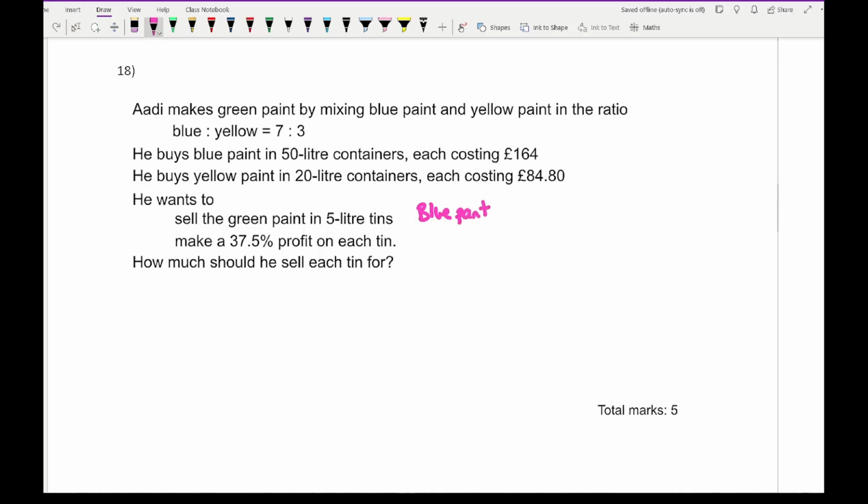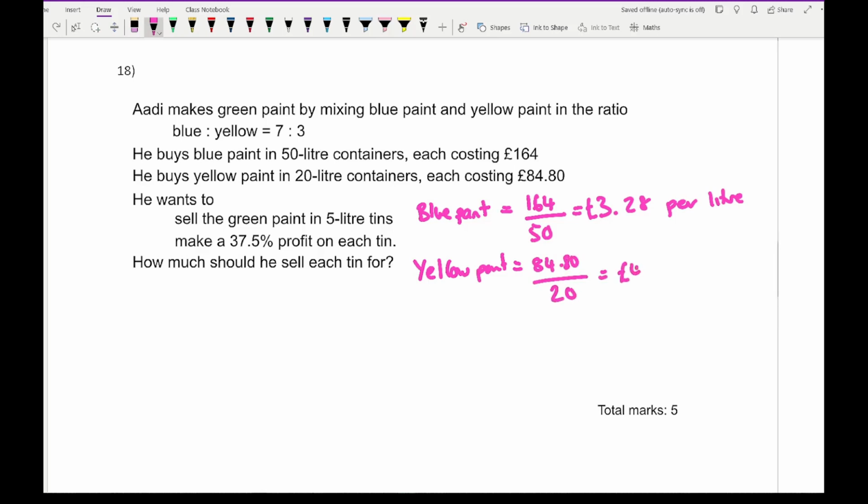We want to see how much it costs per litre. So for blue paint, it's going to be 164 divided by 50, and that comes up to a price of £3.28 per litre. Then with the yellow paint, if we do the same, we're going to work out the cost per litre. So it's going to be £84.80 divided by 20, and that comes up to a price of £4.24 per litre.